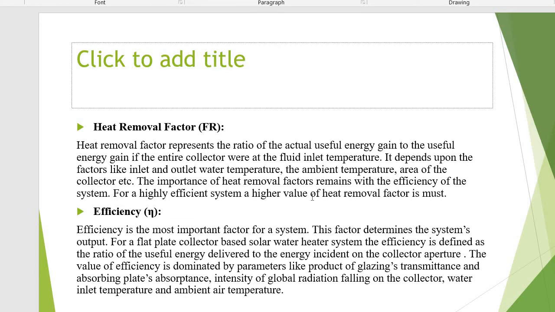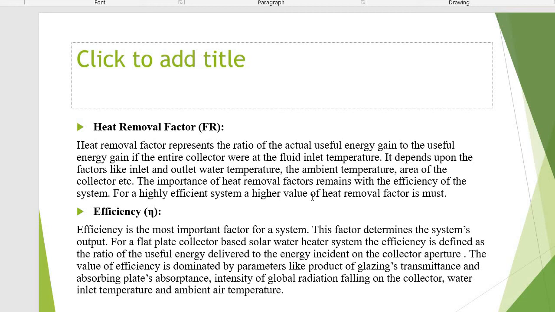Next is the heat removal factor. The heat removal factor represents the ratio of the actual useful energy gain to the useful energy gain if the entire collector were at fluid inlet temperature. It depends upon factors like inlet and outlet water temperature, ambient temperature, and area of the collector. The heat removal factor is important, as it relates to the efficiency of the system for a highly efficient system.